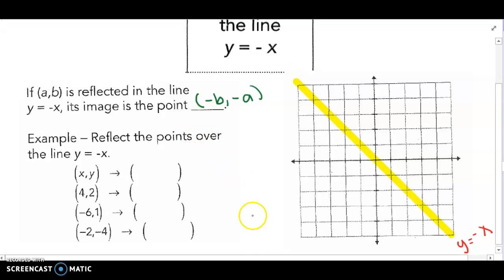So look at these examples below. Let's call this A, B, C, and then we'll go ahead and put A prime, B prime, and C prime here.